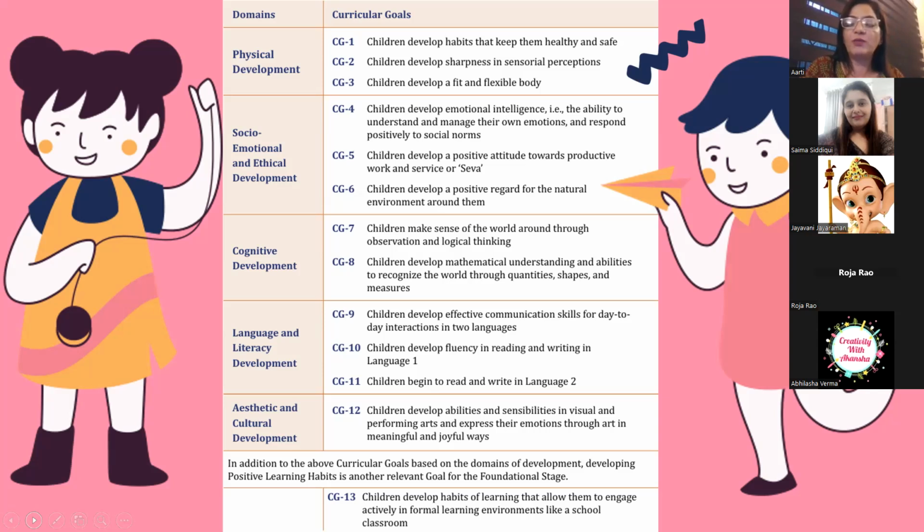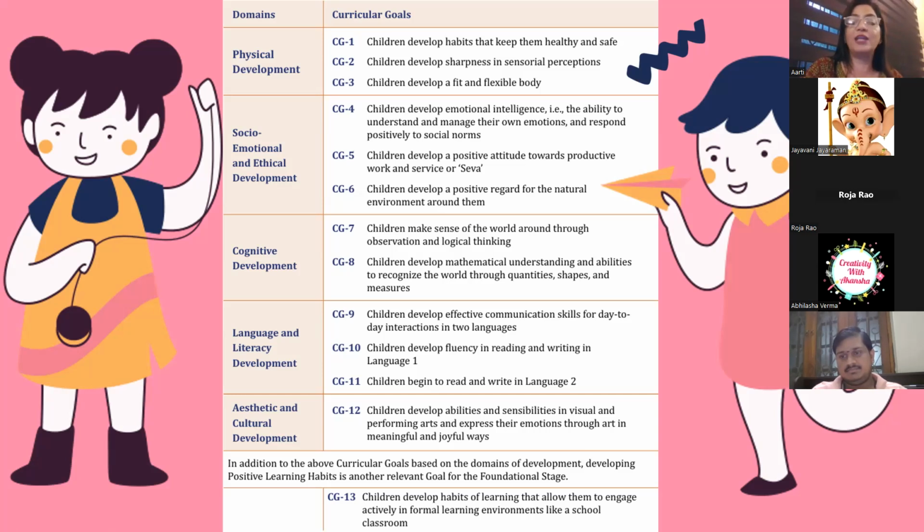If we talk about curriculum goal 5th, children develop a positive attitude towards productive work and service, that is seva, building a positive mindset where they value the work and value service. This goal is linked to teaching children the importance of contribution and community service. Curriculum goal 6 is children develop a positive regard for the natural environment around them. This goal nurtures an early awareness and respect for nature, promoting environmental stewardship and sustainable habits.